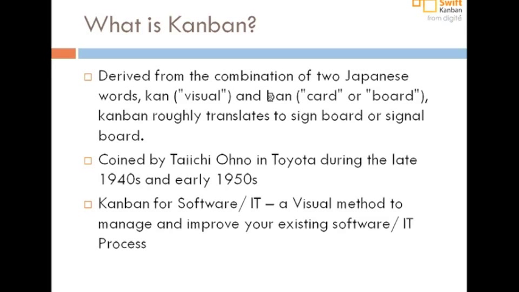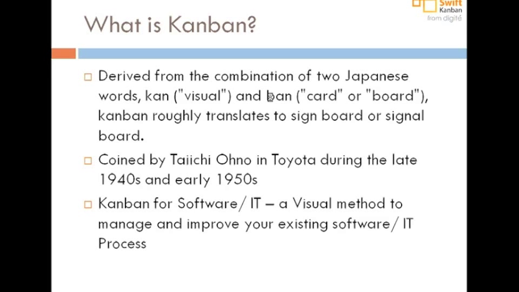Let's start with what is Kanban. Kanban is derived from a combination of two Japanese words, kan, which means visual, and ban, which means card or board. So Kanban roughly translates to a signboard or a signal board that indicates that there is capacity for work, or that there is need for replenishment of inventory, or some such signal that indicates that action needs to be taken so that work can continue.